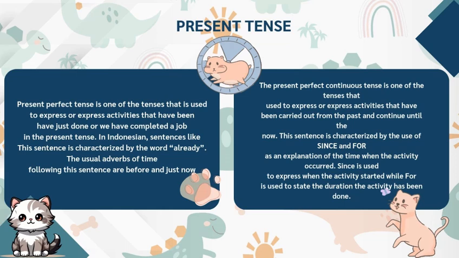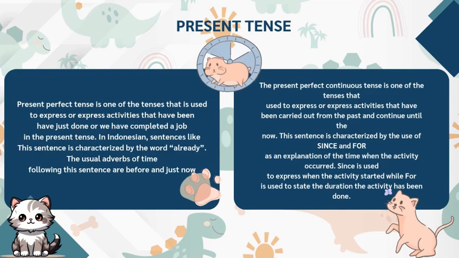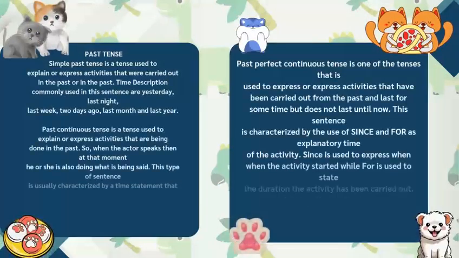The present perfect continuous tense is one of the tenses used to express activities that have been carried out from the past and continue until now. This sentence is characterized by the use of since and for as an explanation of the time when the activity occurred. Since is used to express when the activity started, while for is used to state the duration the activity has been done. Now let's move to the past tense.